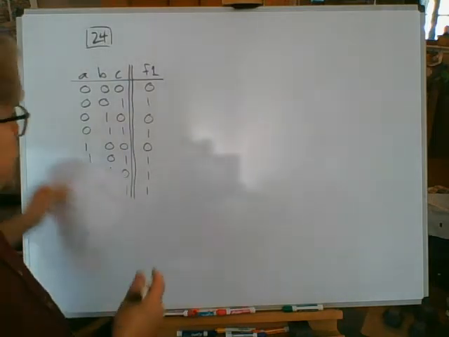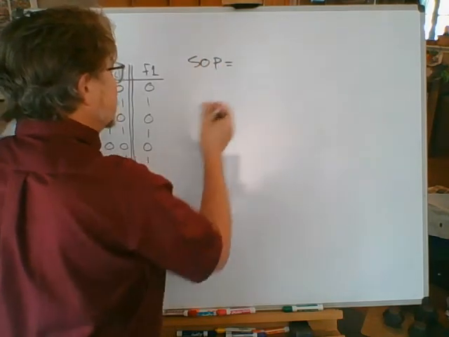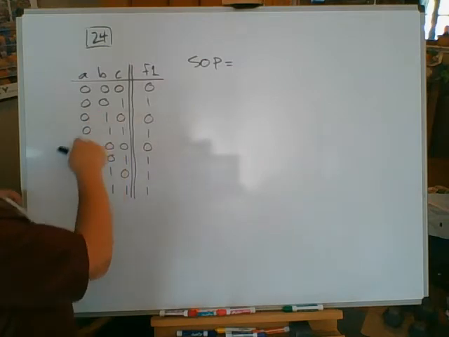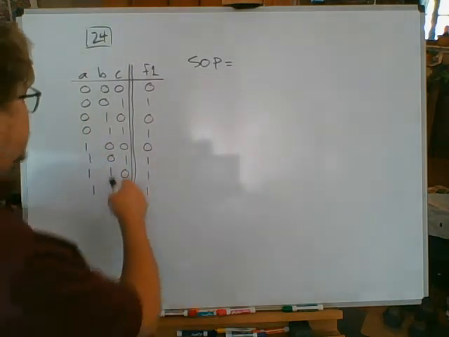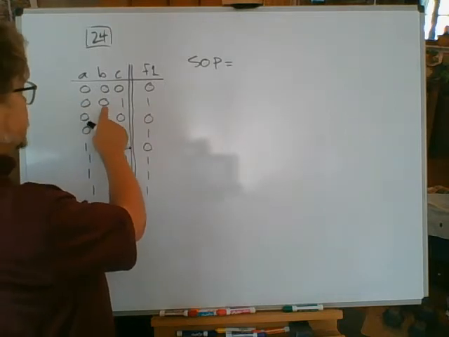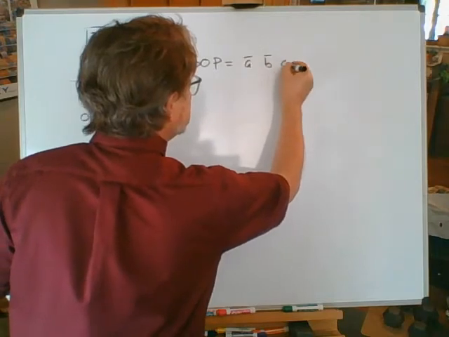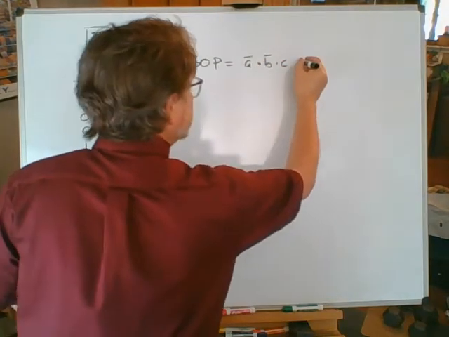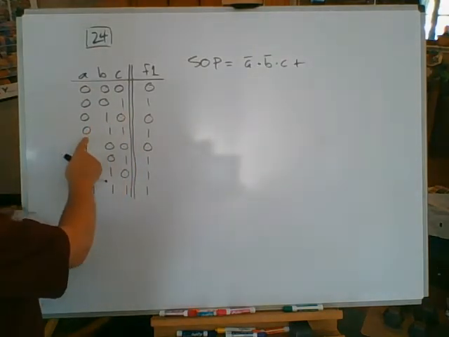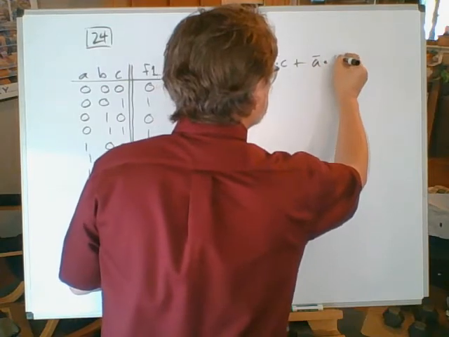Can we write an SOP for that? Yeah, we know how to do that now. Sum of products, canonical sum of products. We put what expression we need to generate each one of the ones and then OR them all together. We'll see this one if A is off, B is off, C is on. And how else can we see a 1? We can see a 1 if A is off, B and C are both on.